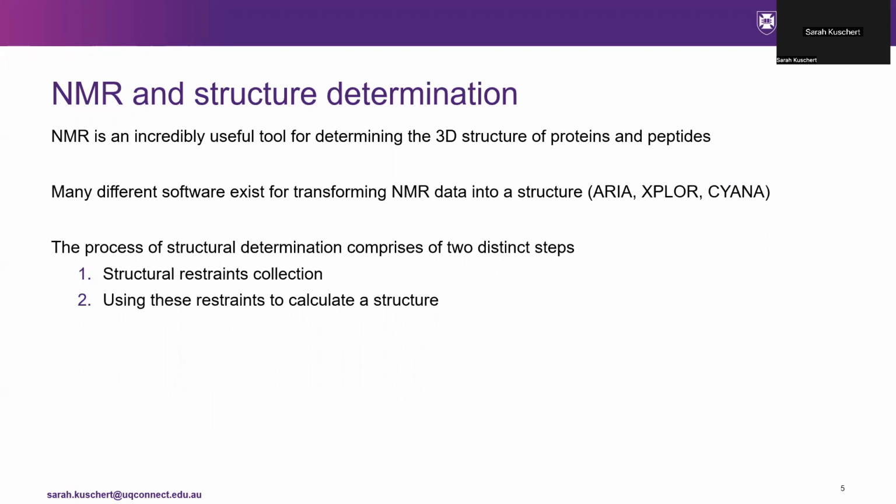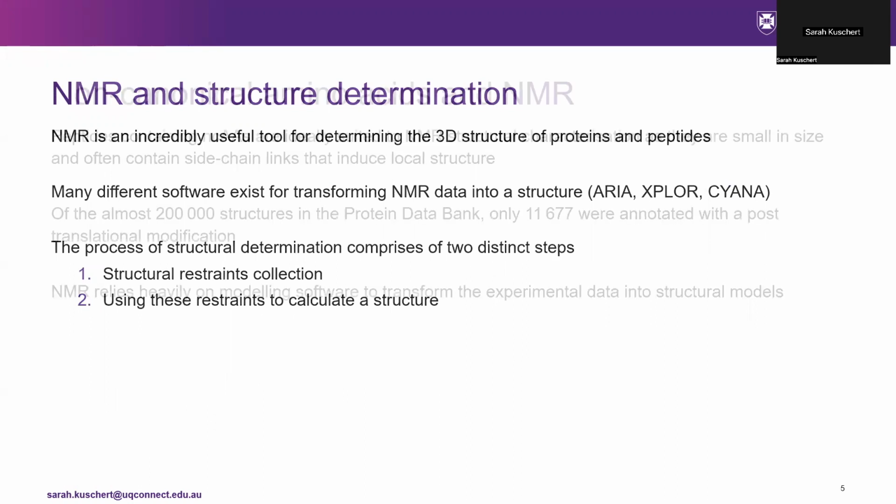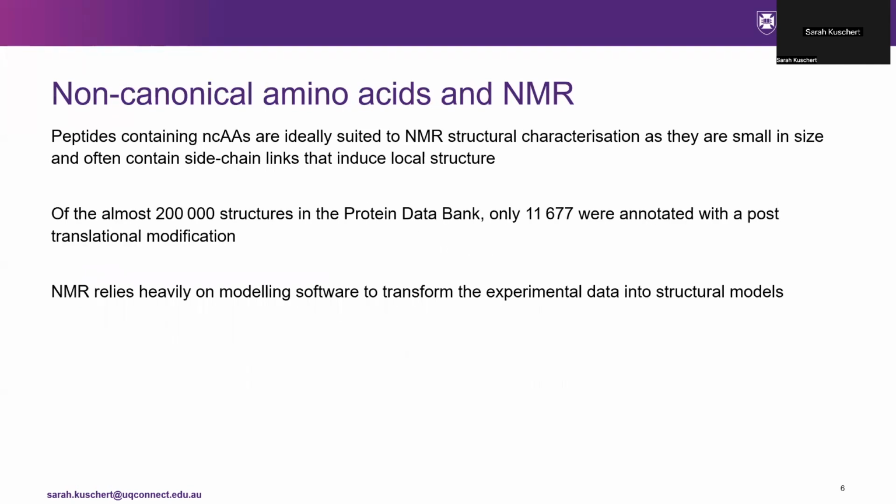So in terms of that first step, peptides that contain non-canonical amino acids are really well suited to NMR structural characterization. They're small in size, and their side chain to side chain links that are often present induce local structure, which is fantastic for NMR to be able to detect. However, there is an issue when it comes to that second step, using a software to be able to decode or implement these restraints to find a structure.